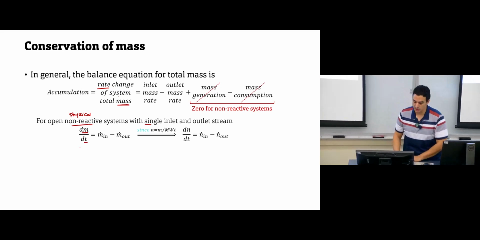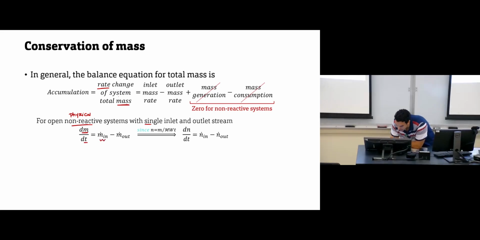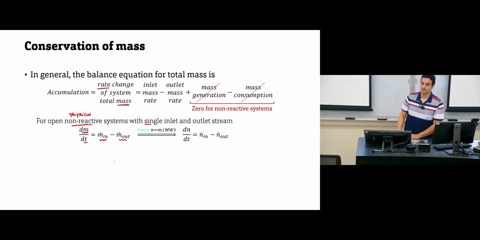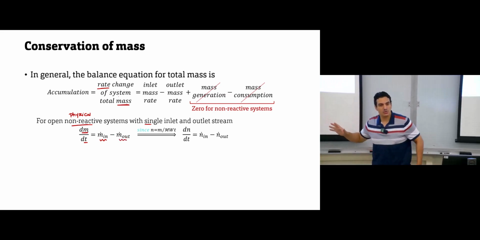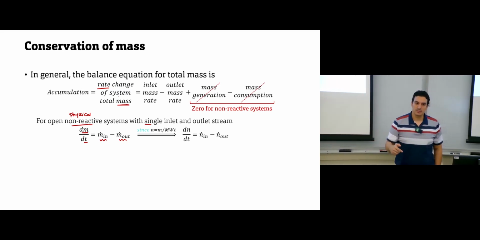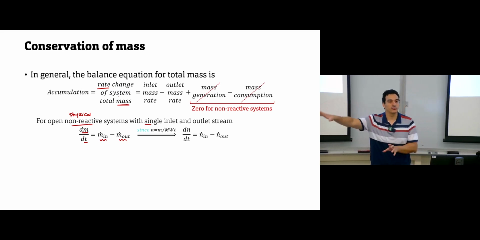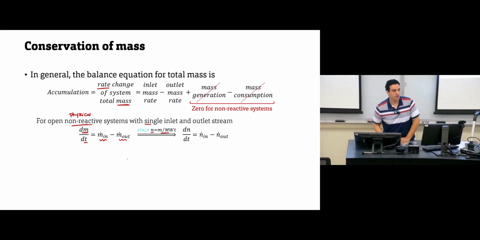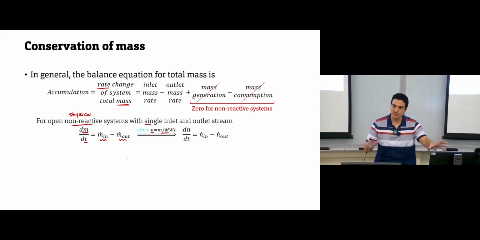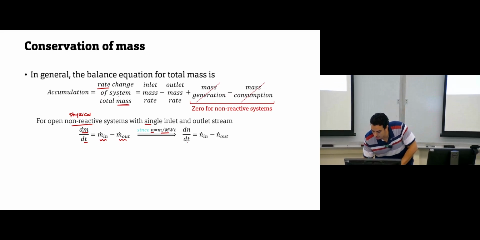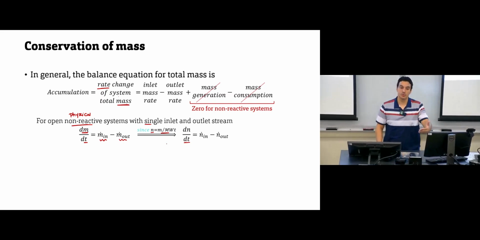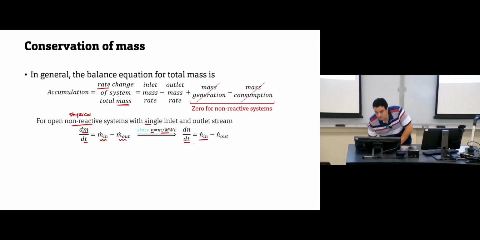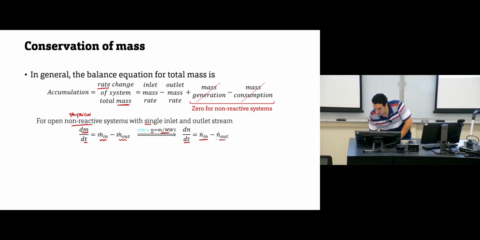The rate of mass change inside the system equals the mass flow rate of the inlet minus the mass flow rate of the outlet. This is called the conservation of mass, but you can express the same equation in terms of moles instead of mass. We know that number of moles is mass divided by molecular weight, right? So you can substitute it in the equation, and then you will have dN by dt, the change of number of moles inside the system with respect to time, equals the inlet molar rate minus the outlet molar rate.